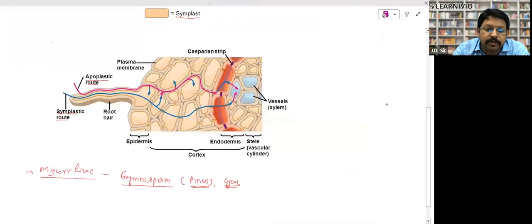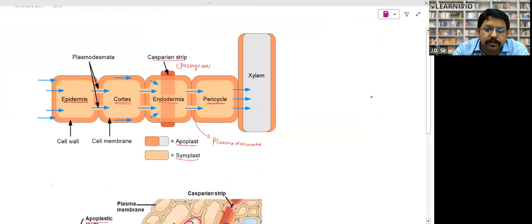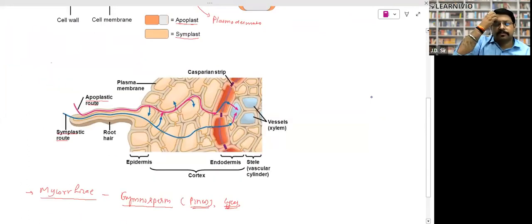Now come to the long distance transport. So diffusion and osmosis are the methods of short distance transport. So how does water transport take place in long distance transport? When we talk about long distance transport, we talk about how the water is transported from the root to the top of the plant, the shoot, right? And how the food comes from the top of the plant to the root, right? So this kind of transport is called long distance transport.